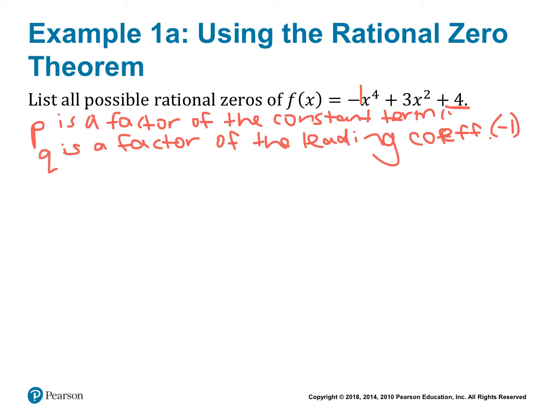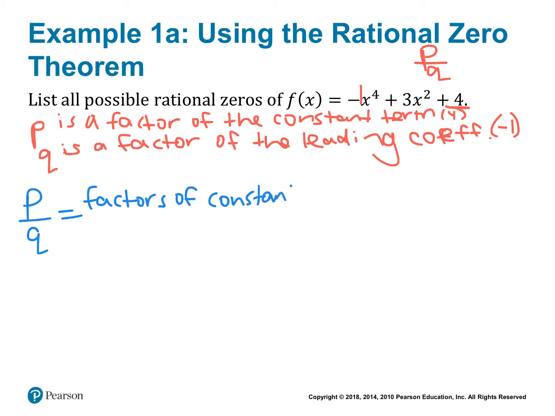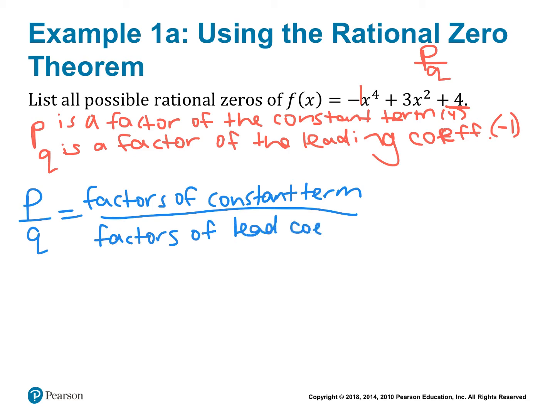So the constant term is the 4, the leading coefficient is -1, and then the rational zero theorem said to take P divided by Q. Okay, so what that means is that we're going to be taking P divided by Q, where P is all the factors of the constant term and Q is factors of the leading coefficient.